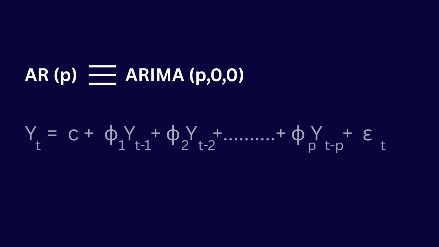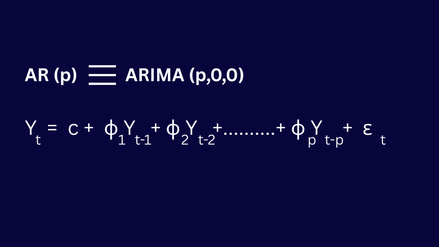In here, AR(p), we can write it as ARIMA(p,0,0) because we don't have D or Q value. That means we don't have an integrated part or moving average part. This is a general formula to write AR(p). So y_t equals c plus phi 1 times y_(t-1) plus phi 2 times y_(t-2) plus ... plus phi p times y_(t-p) plus epsilon_t.